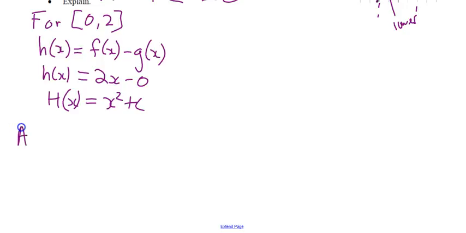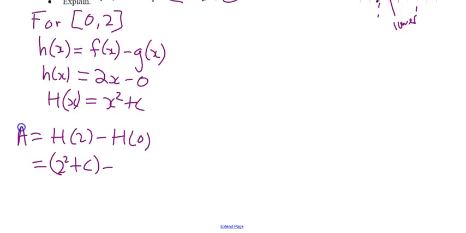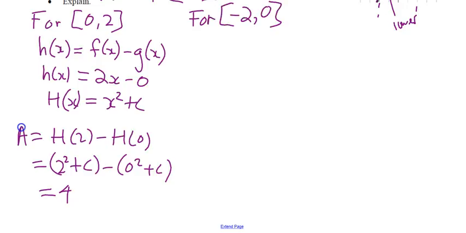So then this area will be H of 2 minus H of 0, which will be 2 squared plus c minus 0 squared plus c, which is just going to be 4. And on the interval, square bracket, negative 2 to 0, then let's call it k of x.